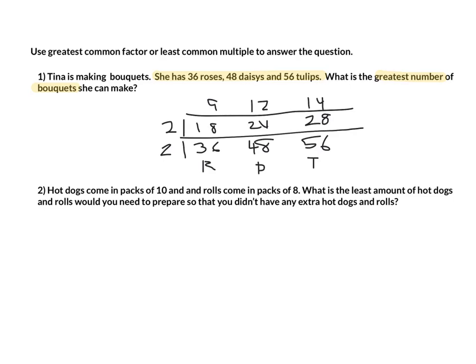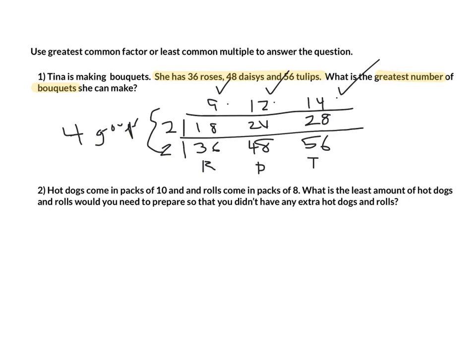So it looks to me like these numbers don't have anything else in common. 9, 12, 14. I think I can make 4 groups or 4 bouquets, and those groups can all have 9 roses, 12 daisies, 14 tulips in each of them.